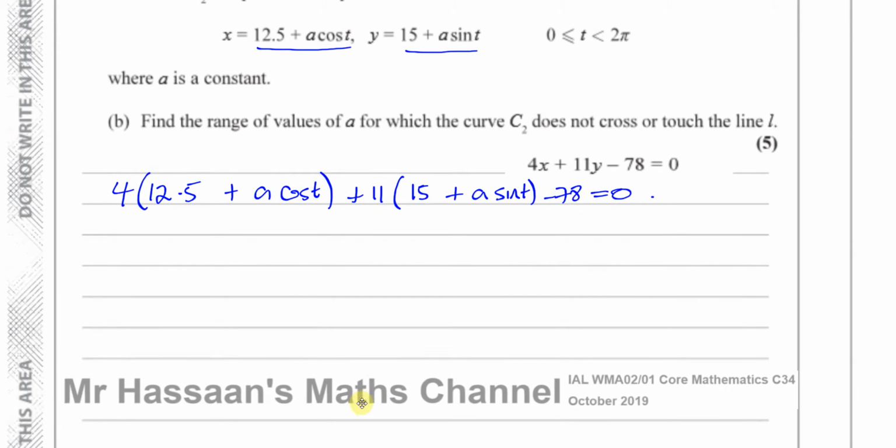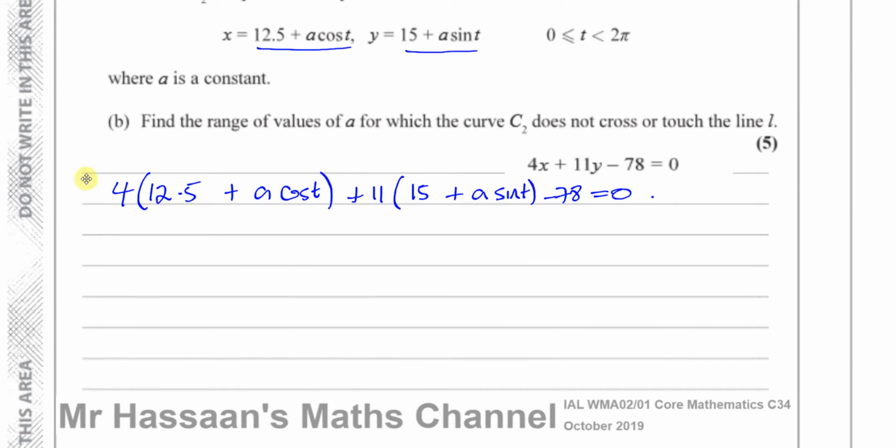So right now we're kind of working blindly. You don't really know exactly how this will pan out, but let's just soldier on with what we know. There's nothing else we can do apart from carry on. Okay, so let me multiply 4 by 12.5. That's 48 plus 2, which is 50. And 4 times a cosine t, which is 4a cosine t. And 11 times 15, which I think is 165. That's 10 times 15, which is 150, plus 1 times 15, which is 15, yes, that's 165, plus 11a sine t, minus 78 equals 0.